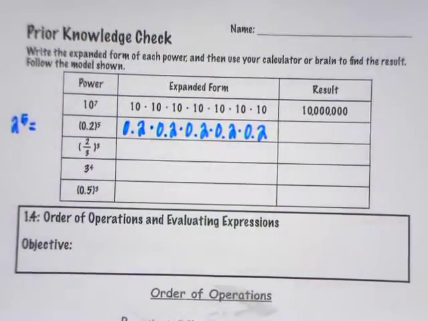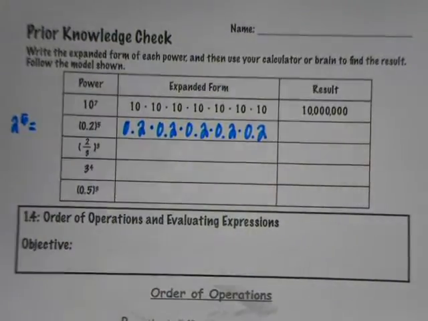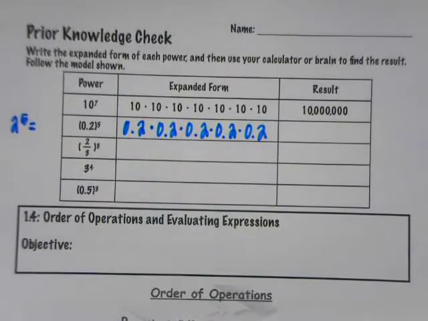10? No? Remember, 2 times 2 is what? 4. 4 times 2? 8. 8 times 2? 16. 16 times 2? 32. Okay, so that's 32.